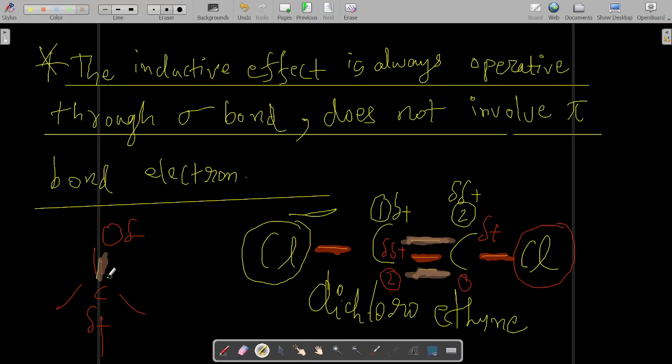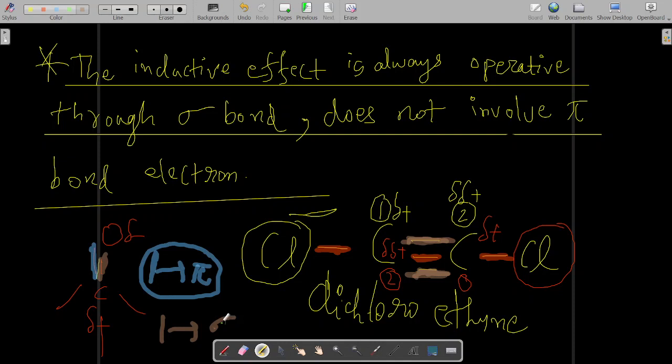This particular bond which I am highlighting with red color. Now let me highlight with blue color. This particular bond, blue, is suppose your pi bond. So this pi bond will not show any inductive effect. Only this is the sigma bond. Suppose this color represents the sigma bond, so only this sigma bond will undergo inductive effect. This blue colored pi bond will not undergo any inductive effect.